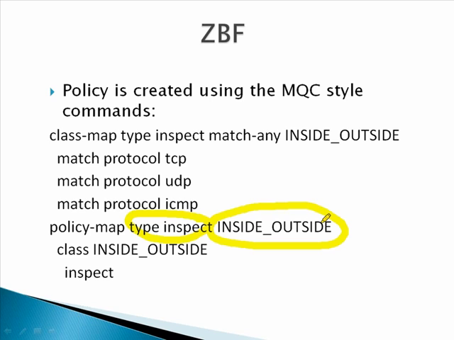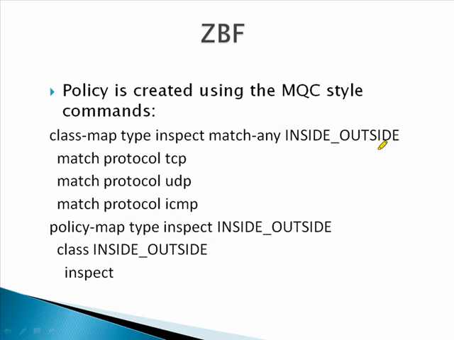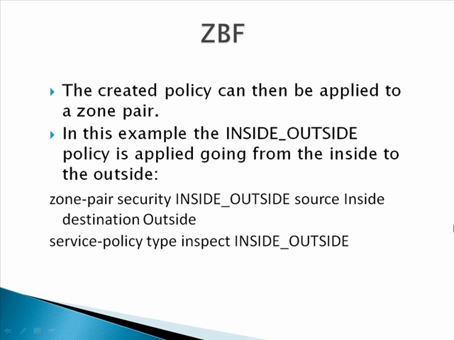I'm saying for class inside to outside, which is my class map up here, inspect, which means statefully inspect that traffic. So there's my policy. Now I have to apply it. So here's how it works.